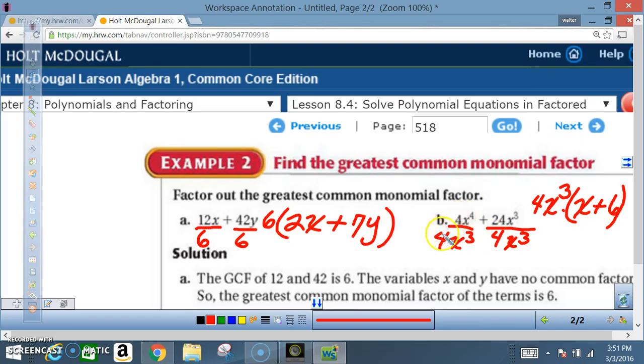Now, what's 4 divided by 4? That's 1. What's x to the 4th divided by x to the 3rd? That's x. But my 1 is still sitting in front of the x. Don't forget that. What's 24 divided by 4? That's 6. What's x to the 3rd divided by x to the 3rd? That's going to be x to the 0, which is equal to 1. So my final answer, once again, is 4 times x to the 3rd times x plus 6. Over here, notice we didn't worry about the x and the y because they're different. They have nothing in common but 1.